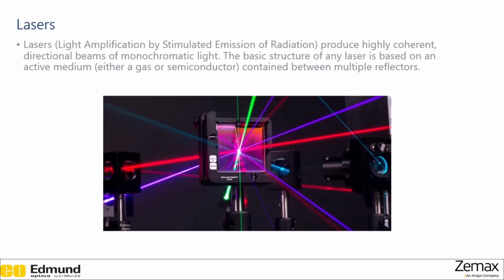of monochromatic light. The basic structure of any laser is based on a cavity that confines light and an active media within that cavity that the light interacts with and uses stimulated emission, which creates the coherent pairs of photons. The light's contained between a couple of reflectors, and one of the reflectors will be partially transmissive, allowing the light to escape, creating a beam in that direction.